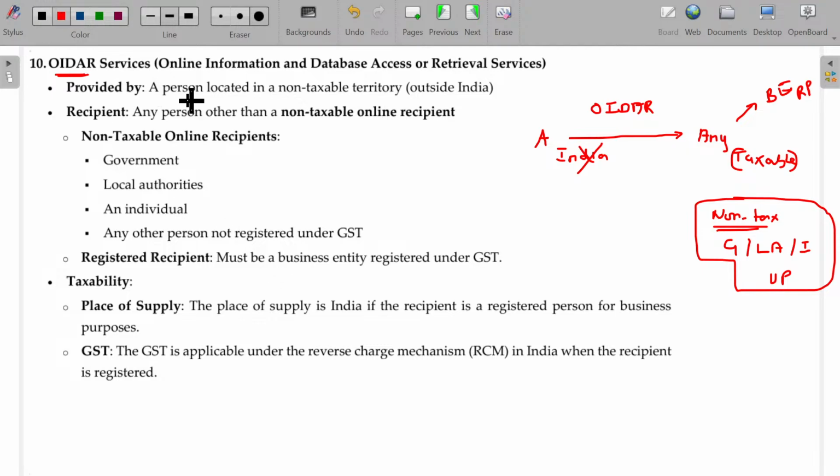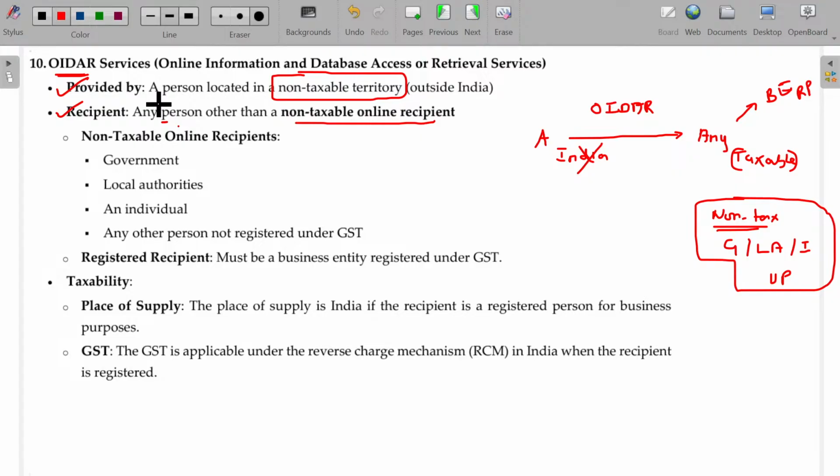So, for services provided by a person located in a non-taxable territory: if I am in India, no problem, forward charge is applicable. If I am rendering the service as I am in India, I have to register myself under GST and pay the GST under forward charge. If the supplier is outside India, then forward charge will not be applicable. RCM basis will be applicable here. And the recipient can be any person other than a non-taxable online recipient.